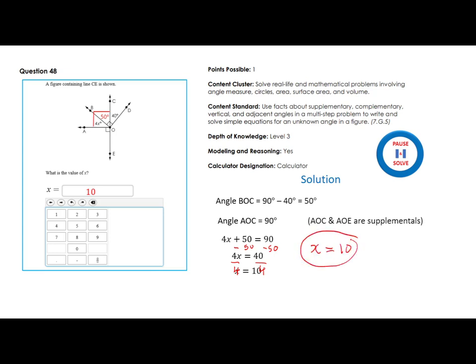Now be careful, if they tell you what is the measure of angle AOB, you are not done. You only found x, you times it by 4, it will be 40, okay? This will be 40.